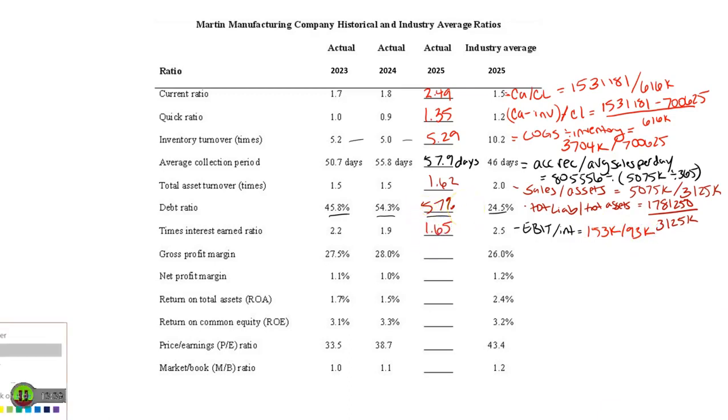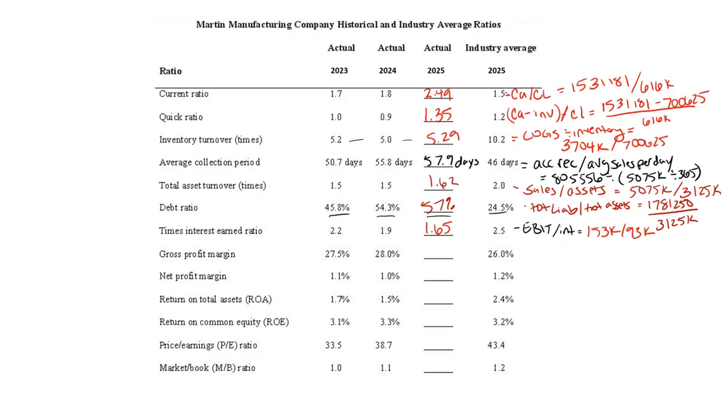So we see that over time, our ability to pay the interest on our debt has declined, which goes hand in hand with an increasing amount of debt. So we've increased our debt, and we're not as able to comfortably make that obligation. So our times interest earned ratio has declined from 2.2 in 2023 to 1.65 in 2025, with the average being 2.5. So again, maybe a sign of some financial difficulties.